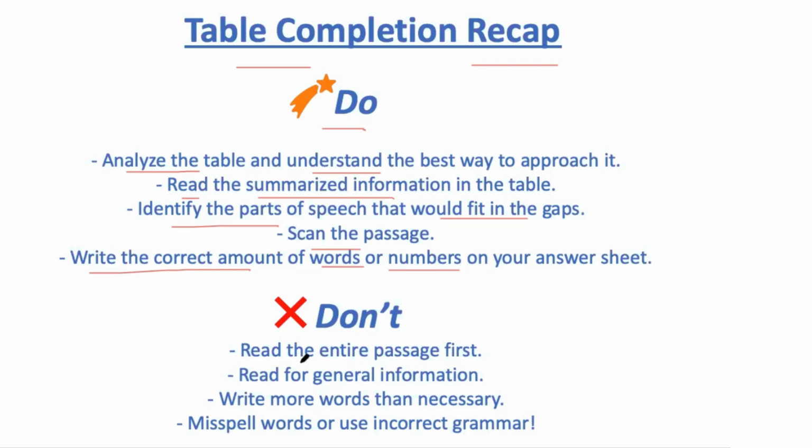Of course, don't read the entire passage first. That's probably the worst thing you could do for table completion questions. Don't read for general information. This is not fun, pleasurable reading. So look only for the information you need. Like I said before, don't write more words than necessary. That's just more work for you and also fewer points for you. And of course, don't misspell words or use incorrect grammar. Use the words in the passage to your advantage. So for example, you could use the spelling for kilometers just like you saw in the passage, and you'll be fine. All right, excellent job.